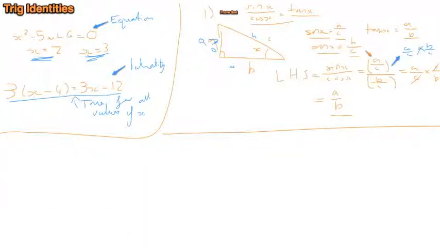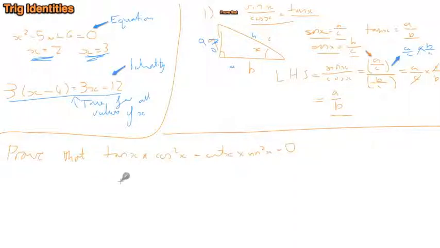And now we have our last identity. Prove that tan x times cos squared x minus cot x times sin squared x equals 0.